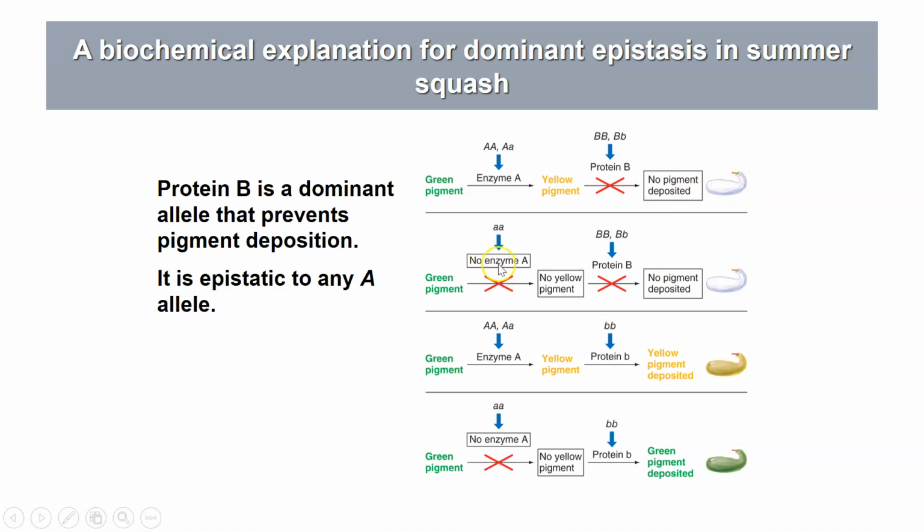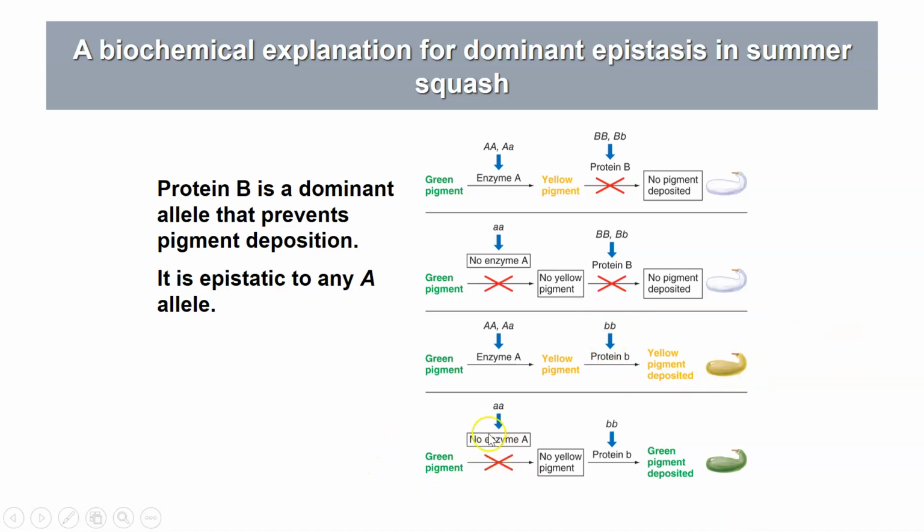Now, if you lack enzyme A, this catalytic pathway is blocked, and no yellow pigment is produced, but green pigment is still present. However, same as before, if protein B is present, that's going to block deposit of this green pigment, and the squash is white. If you have functional enzyme A but no protein B, yellow pigment will be made and deposited because no protein B is present to block. And yellow squash is the result.